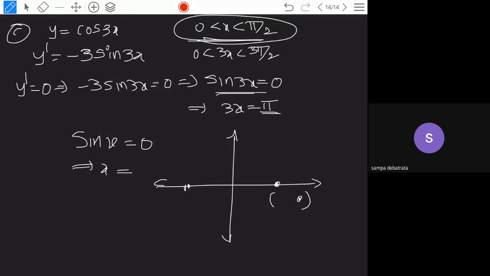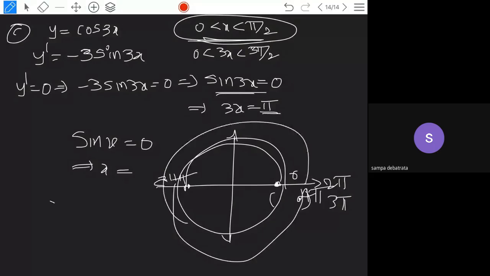So this point is 0, this point is pi, and again it keeps rotating. Coming here again it is 2 pi, then going here it is 3 pi, and after coming here again it is 4 pi, and again going, 5 pi. So that is nothing but x is equal to n pi, where n is a natural number, times pi. So 0 pi you will get 0. But in this interval, only pi is possible for you.